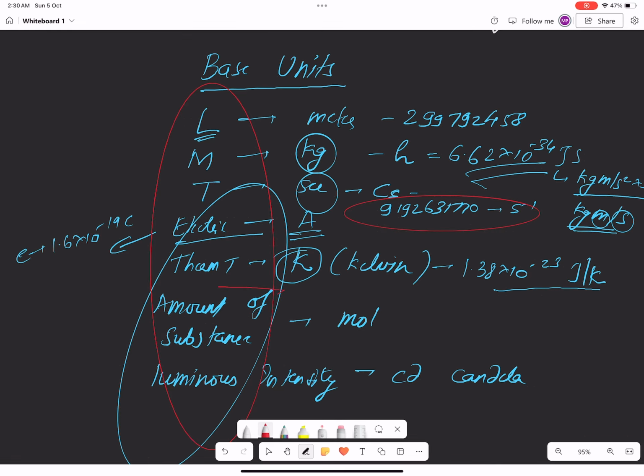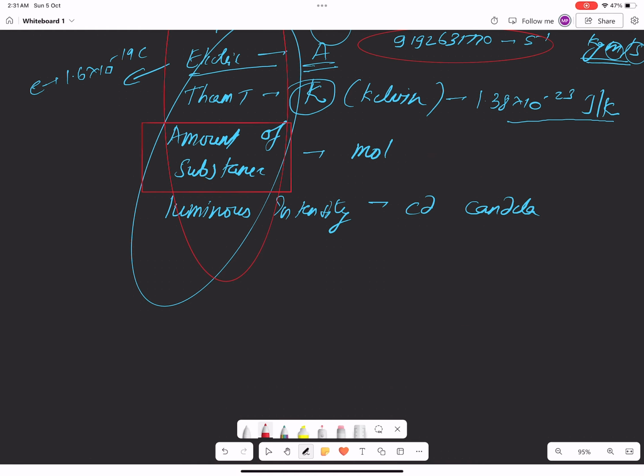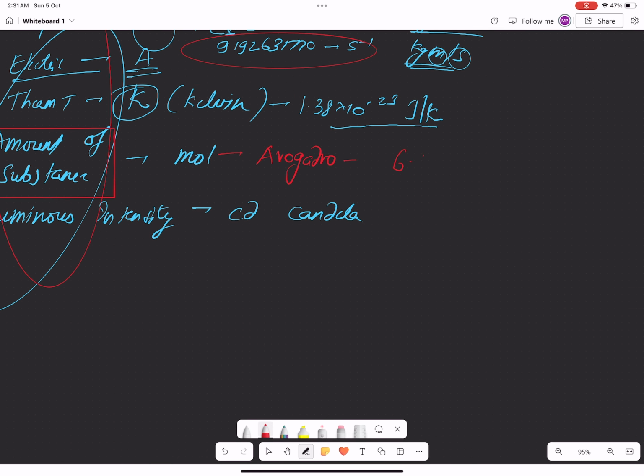Now the next is amount of substance, that is mole. What is amount of substance? 1 mole contains exactly 6.022 into 10 to the power 23 elementary entities. So now we are taking the help of Avogadro's number. So what is that number? It is 6.023 into 10 to the power 23 atoms. Okay. So to define this mole, we are taking the help of Avogadro's constant.